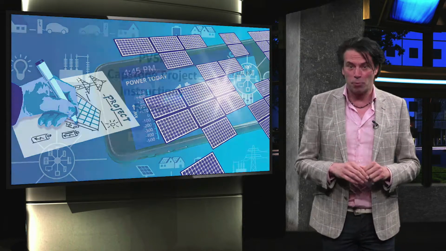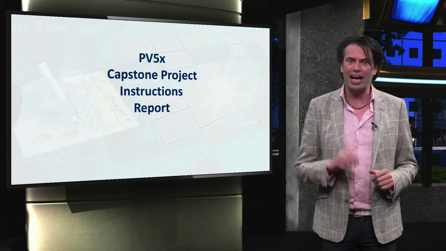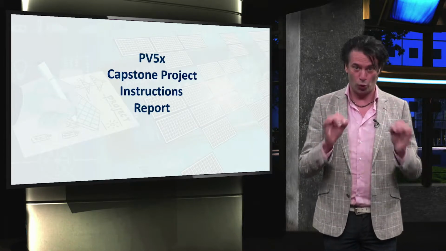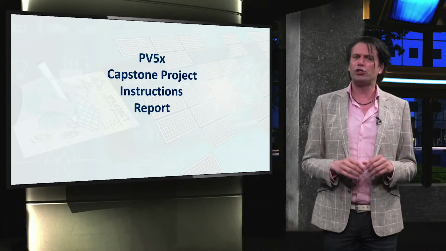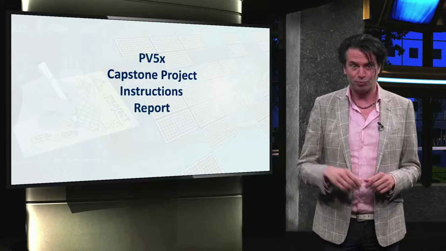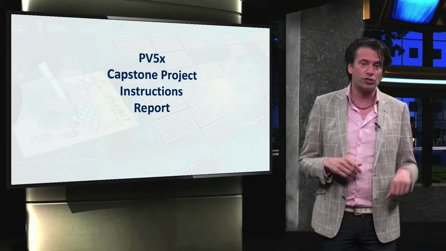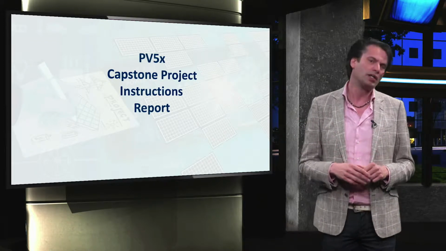The final deliverable of the capstone project is a written report. The total length of the report should not exceed 3,000 words, excluding figures and tables. The report should contain a typical structure: title, abstract, introduction, methods, results, the discussion, the conclusions, and the references.